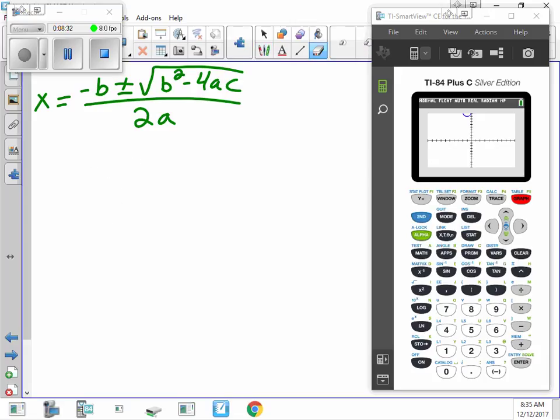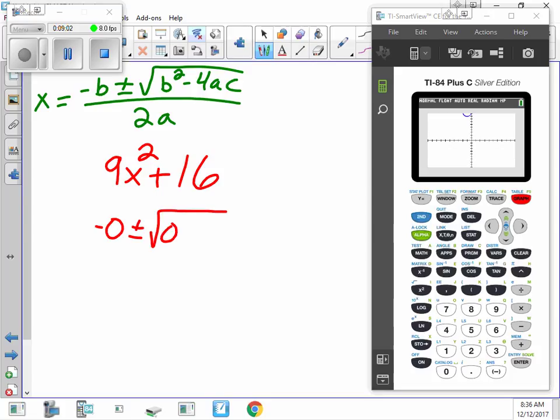Let's not do that. Let's do 9x squared plus 16. What are my a, b, and c in this case? 9 is a, b would equal 0, and c would equal 16. Good. So negative 0 plus or minus the square root of 0 minus 4 times 9 times 16.